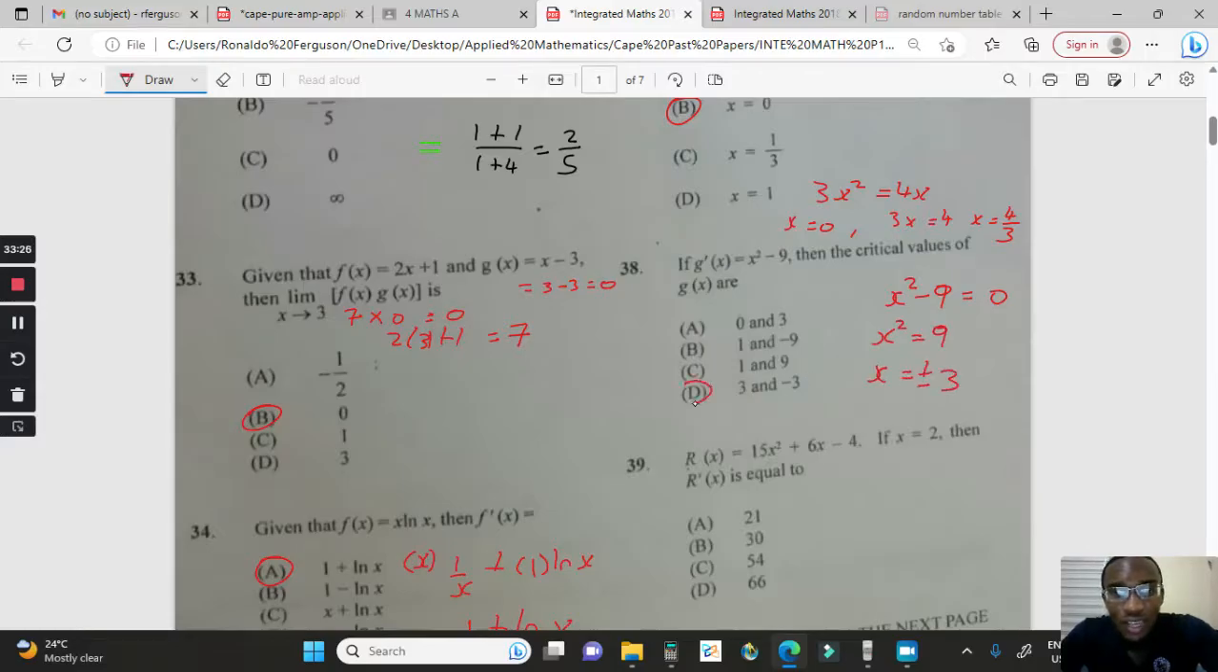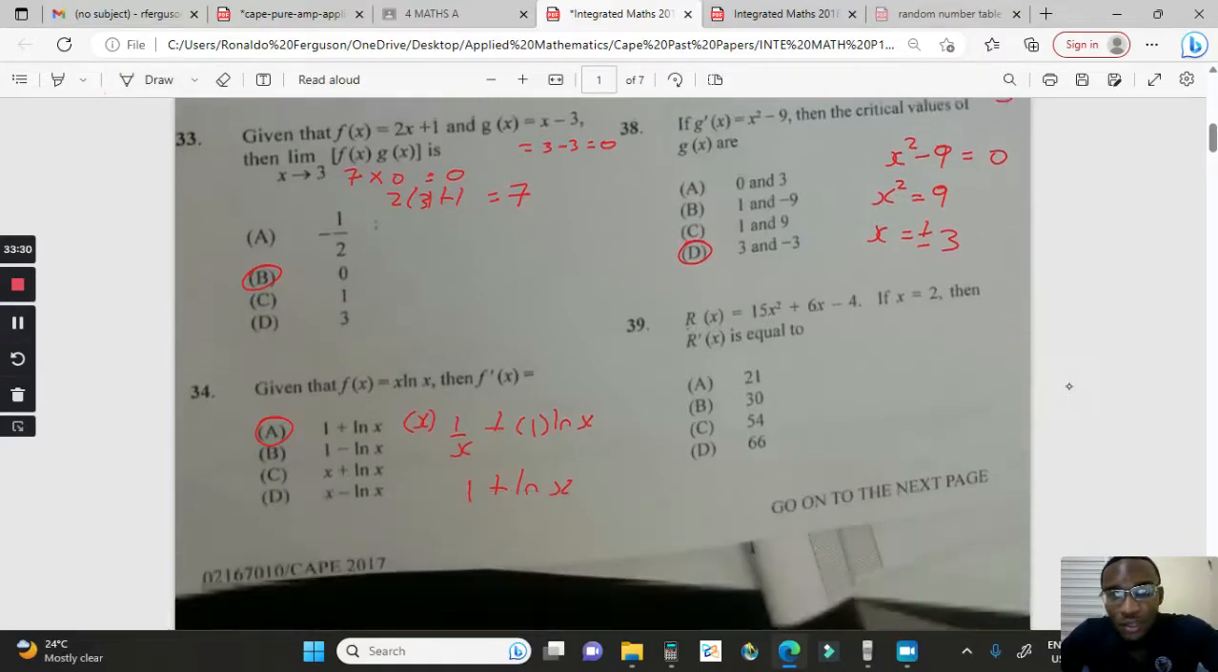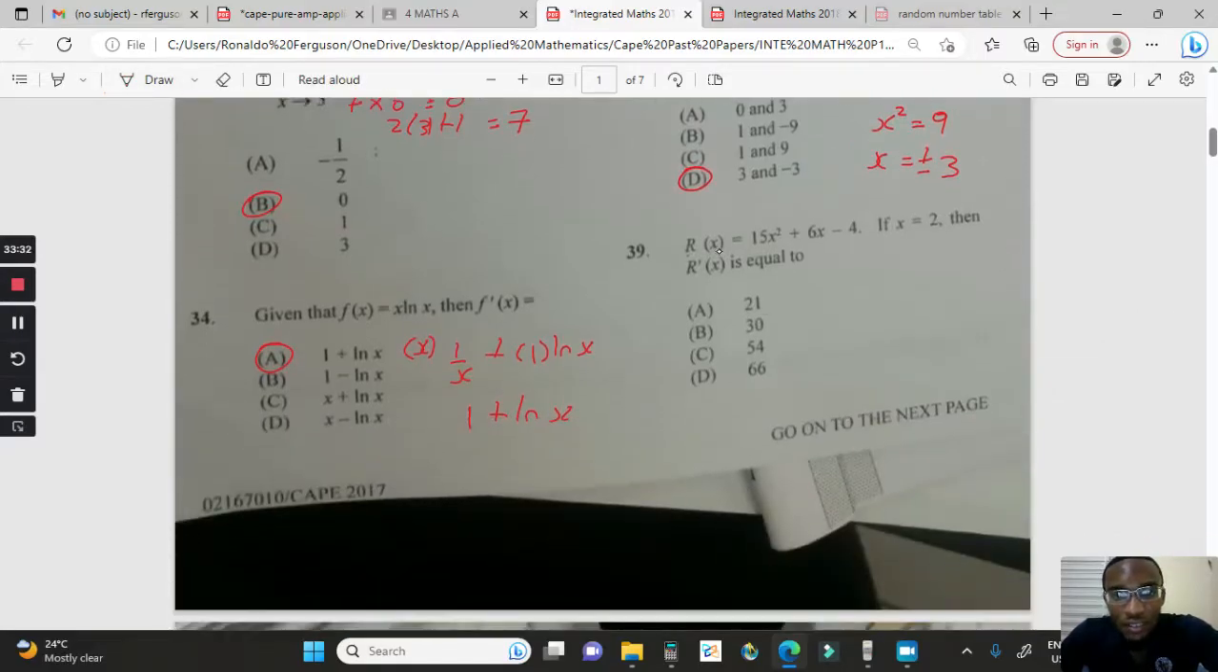Those are the critical values. Alright. Now, this one we need to integrate. R of x, well, differentiate rather. R of x is this, and we need to find R prime of x. R prime is when we differentiate. This is now 30x plus 6. Plug in the 2: 30 times 2 plus 6, which is 60 plus 6, which is 66. That's option D. Now we're going to be at the last page.